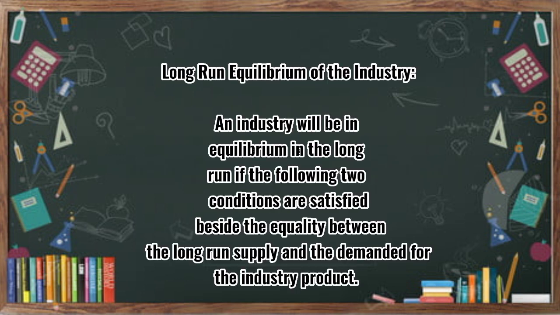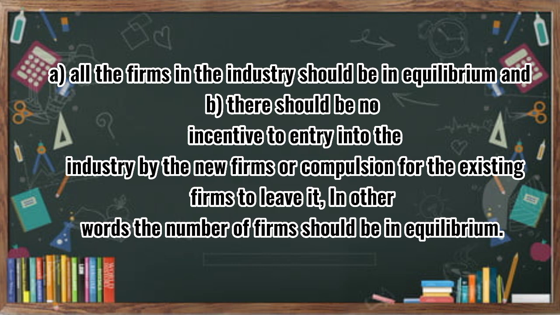Long run equilibrium of the industry. An industry will be in equilibrium in the long run if the following two conditions are satisfied, besides the equality between the long run supply and the demand for the industry product. First, all the firms in the industry should be in equilibrium. Second, there should be no incentive for entry into the industry by new firms or compulsion for the existing firms to leave it. In other words, the number of firms should be in equilibrium.